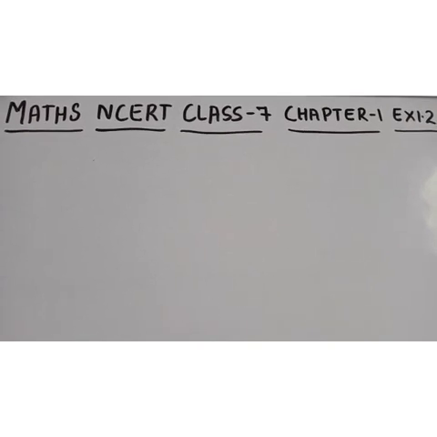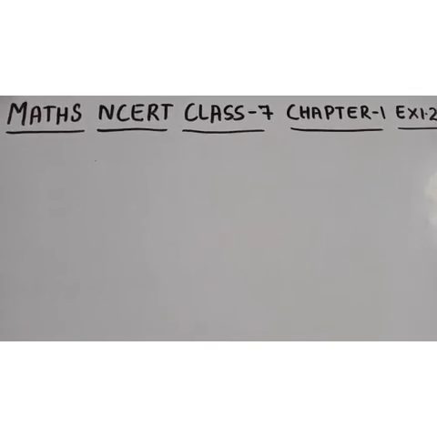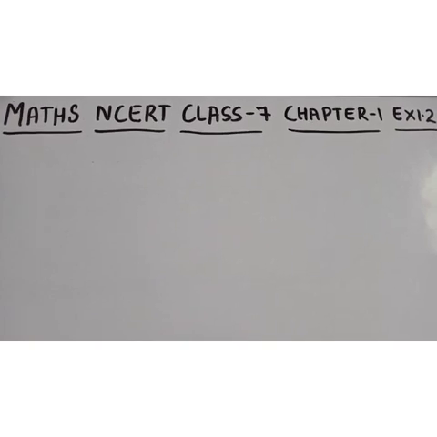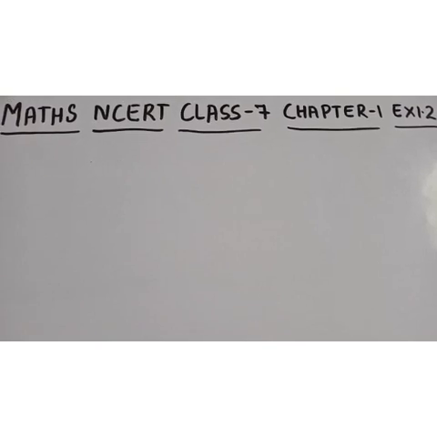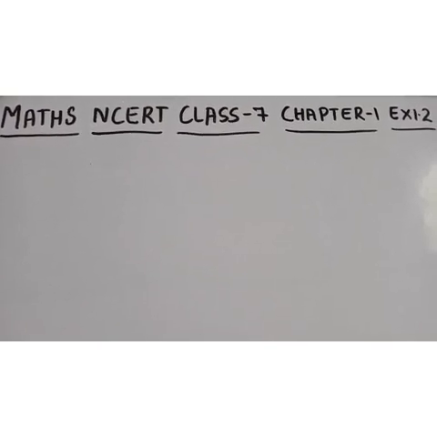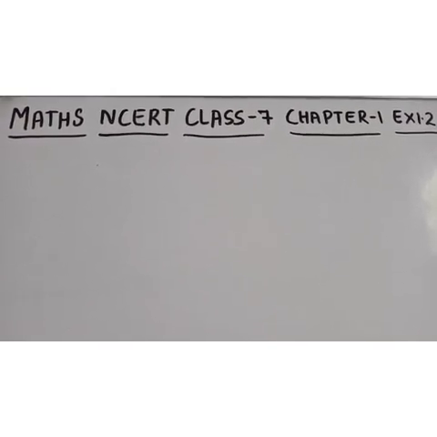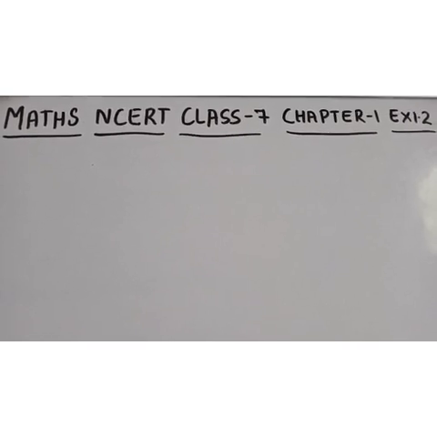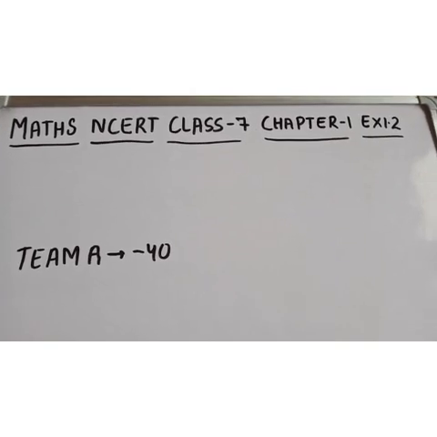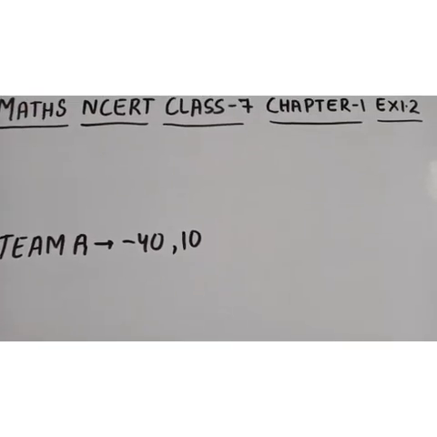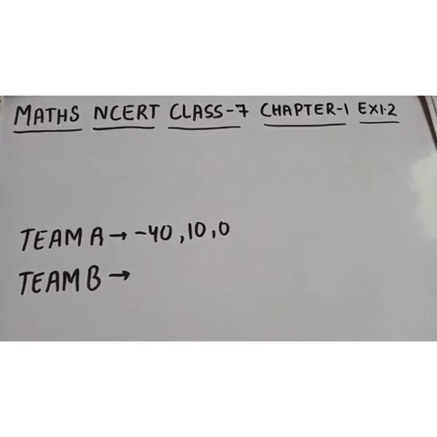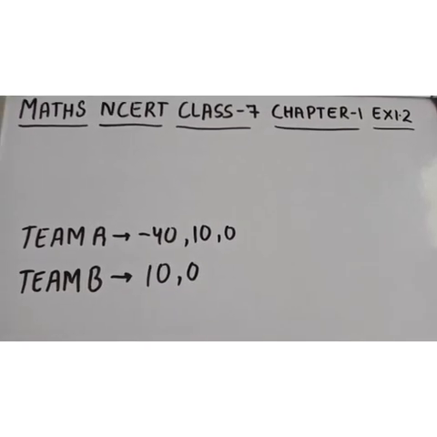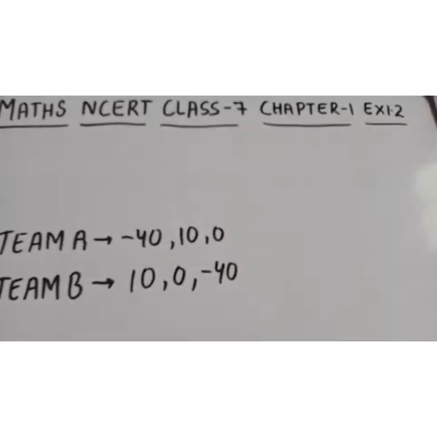So in this question, they have told that in a quiz, there are two teams, team A and team B, and they have given the marks of each team in 3 successive rounds. Like team A scored -40, 10 and 0. Team B scored 10, 0 and -40.